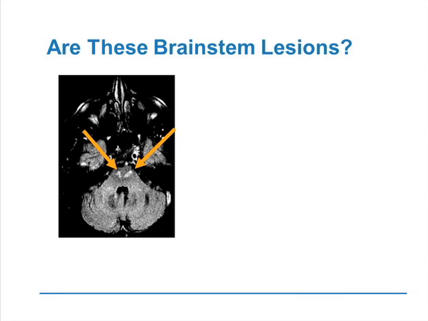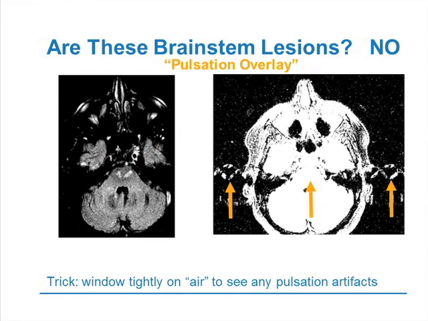This next case. Are these brainstem lesions? You can see on this FLAIR in the posterior fossa, 2 elongated lesions in the pons. No, they're not. This is an MRI artifact. It's very common, pulsation overlay.